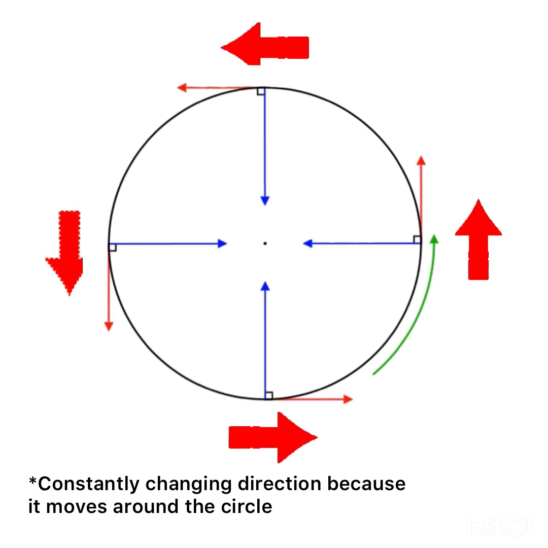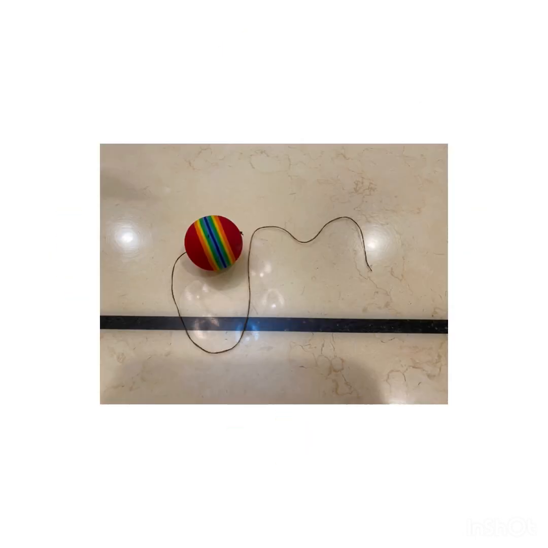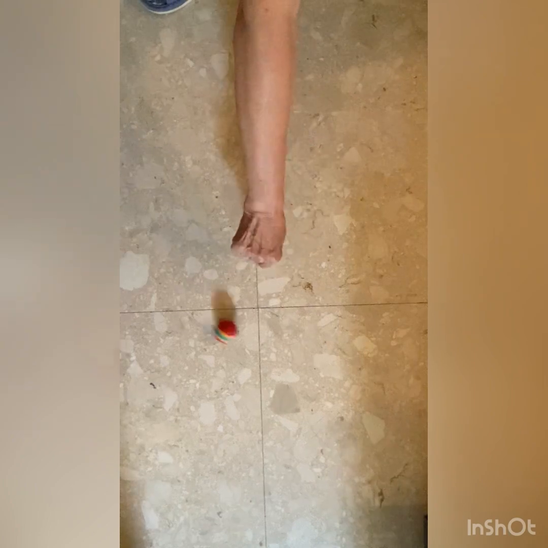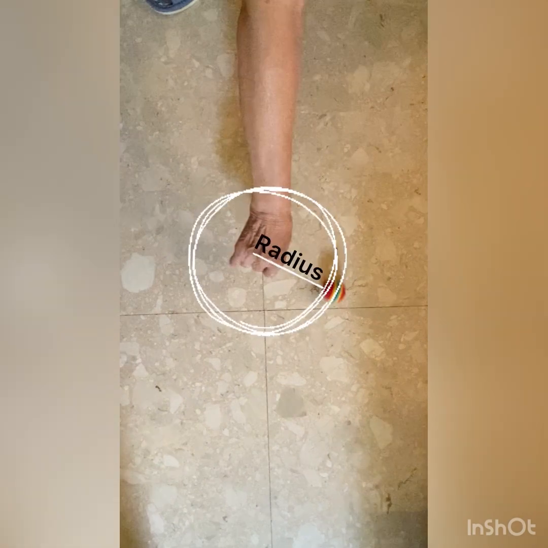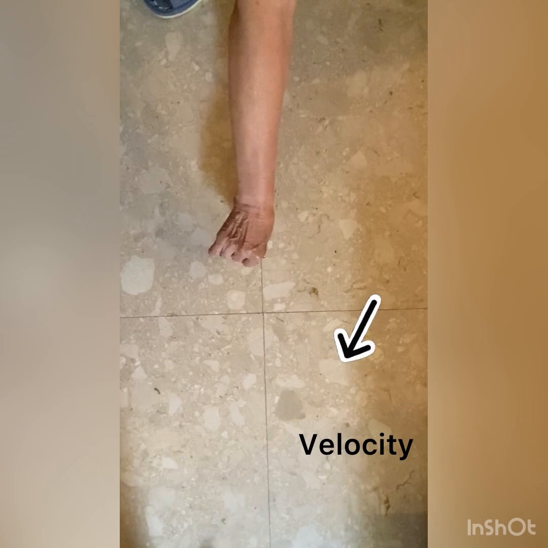To prove that velocity is tangent to the circle, we will use a ball attached to a string. So we spin the ball in a circular motion parallel to the ground, and when the ball reaches its maximum distance from the center, we let go. As we all saw that, it is proof that the velocity is tangent to the circle.